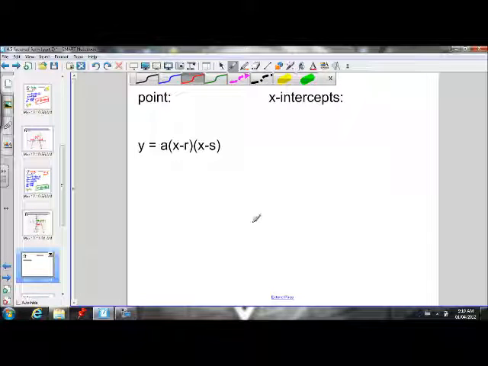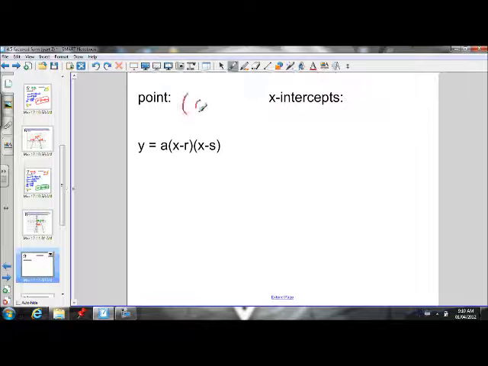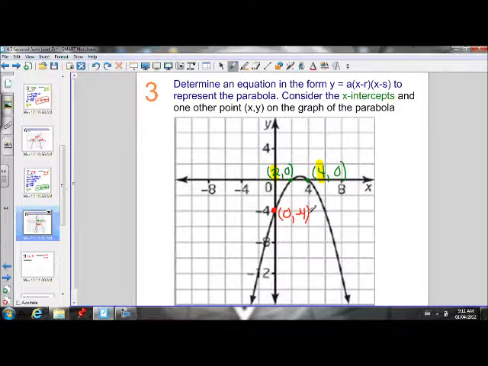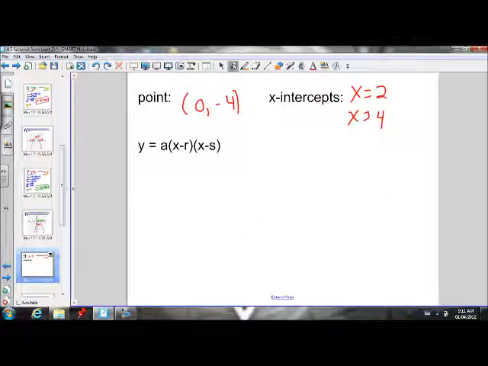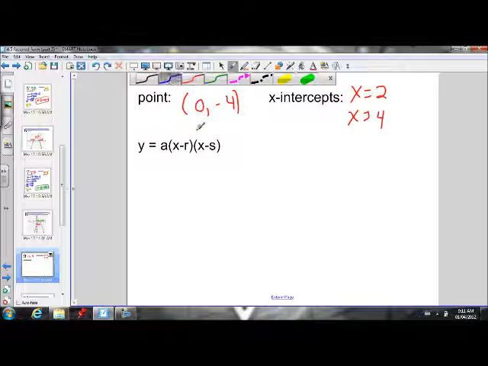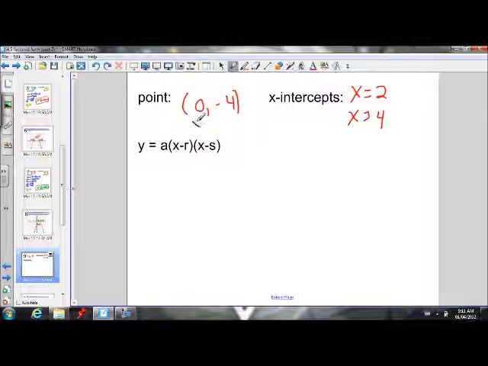Let's jot that down on the next page. We're using the point (0, -4), and my x-intercepts, where it went through the x-axis, were at x equals 2 and x equals 4. Is that right? Yeah, at 2 and 4, and (0, -4). Good. So remember what these values stand for. Every point on a parabola has an x and a y coordinate. Those are our x and y values. Our x-intercepts are r and s.